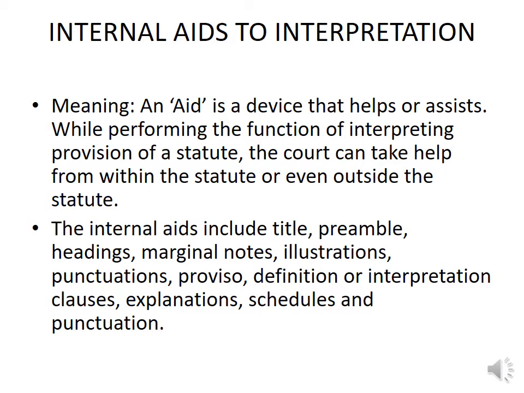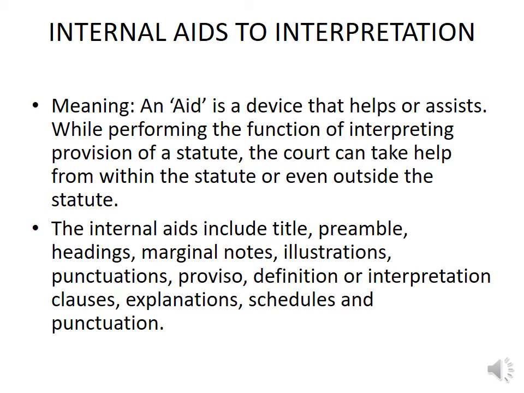Now, internal aid is something in where we take the help from within the statute. जब हम जो statute ambiguous है या absurd है या दो meaning दे रहा है, कोई word, phrase या provision किसी statute का या confusing है, उसी statute से help लेके वो ambiguity हटाते हैं, confusion हटाते हैं, absurdity हटाते हैं, तो उसे हम कहते हैं internal aid. और अगर statute के बाहर से help लेते हैं तो उसे हम कहते हैं external aid to interpretation.